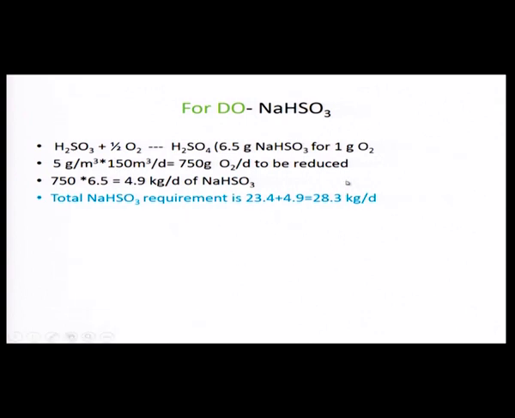So, totally we have to provide 28.3 kg of sodium metabisulfite per day for this particular industry, which is discharging effluent containing 52 milligram per liter of chromium, which has incidentally also 5 milligram per liter of DO, and the effluent quantity is 150 meter cube per day. That is the actual amount required.